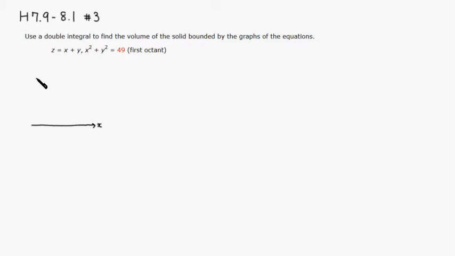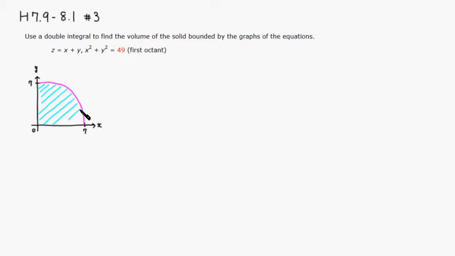X axis, and here's the y axis. So this is basically a cylinder with radius 7, so you can draw a circle with the radius 7. So it's going to be 7 right here, and 7 right there, right? Then it's going to look like this. So it's a quarter circle, right? So this is the region that we want to integrate the surface over.